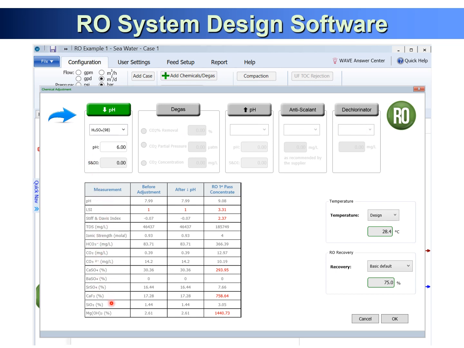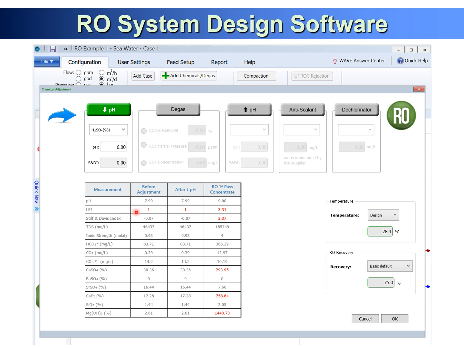So what are the measurement parameters? pH and LSI. Let's look at the pH first. Before adjustment, the seawater pH is around 8, and after pH adjustment we can set 6, and in the RO concentrate, after that, you will have around pH 9. So the red color shows some of your fouling potential. Calcium phosphate will be very serious, also calcium fluoride and magnesium hydroxide, and also LSI.